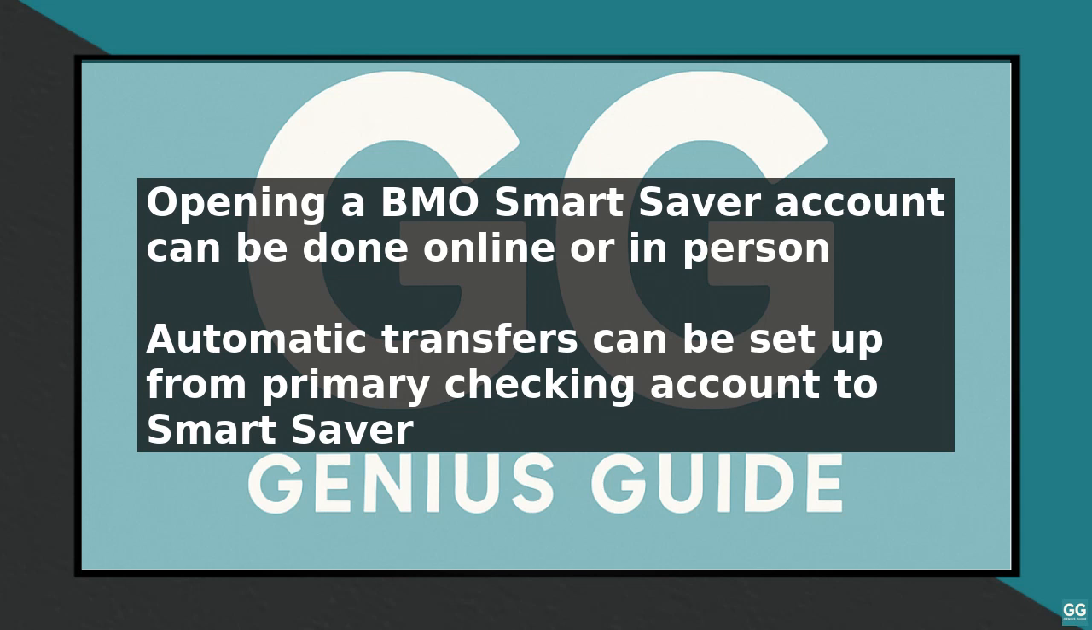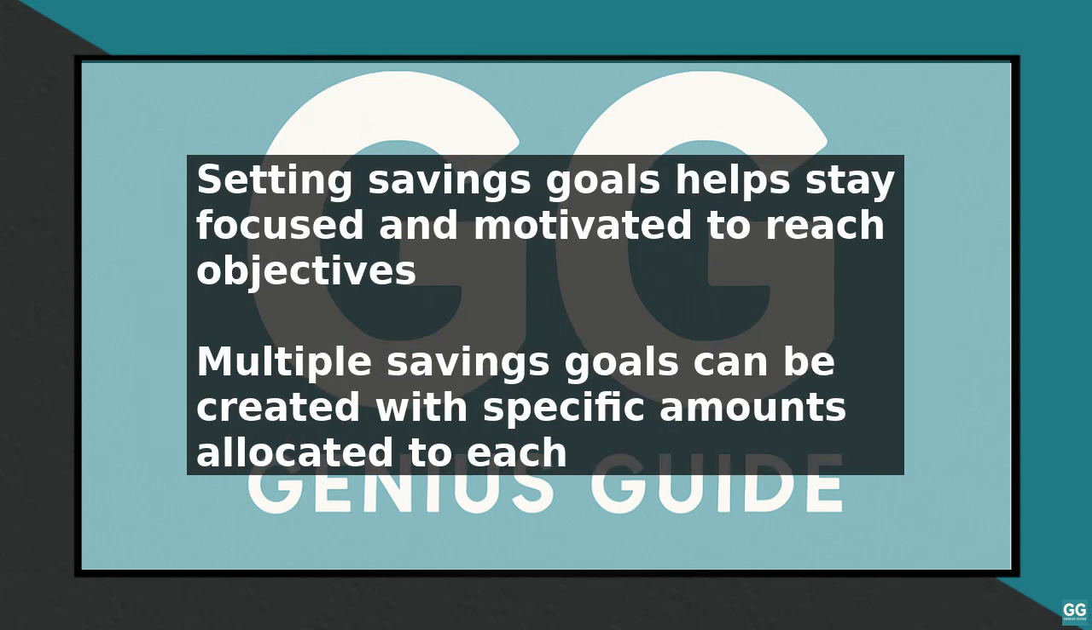In addition to setting savings goals, the BMO Smart Saver also offers a feature called Savings Rules. Savings rules allow you to automate your savings by setting up rules that transfer funds to your Smart Saver account based on specific conditions, such as when you receive a paycheck or when you make a purchase.